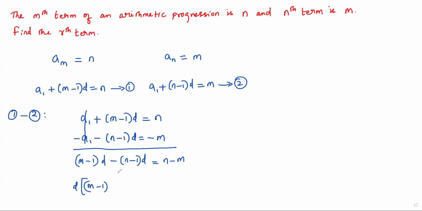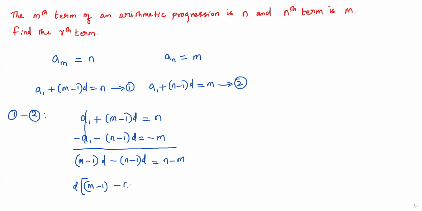Okay, now, so d is factored. So after d is factored, what do I have left in the second term? So just divide this one by d. This d will cancel out. I have negative of n minus 1 left in the second term.